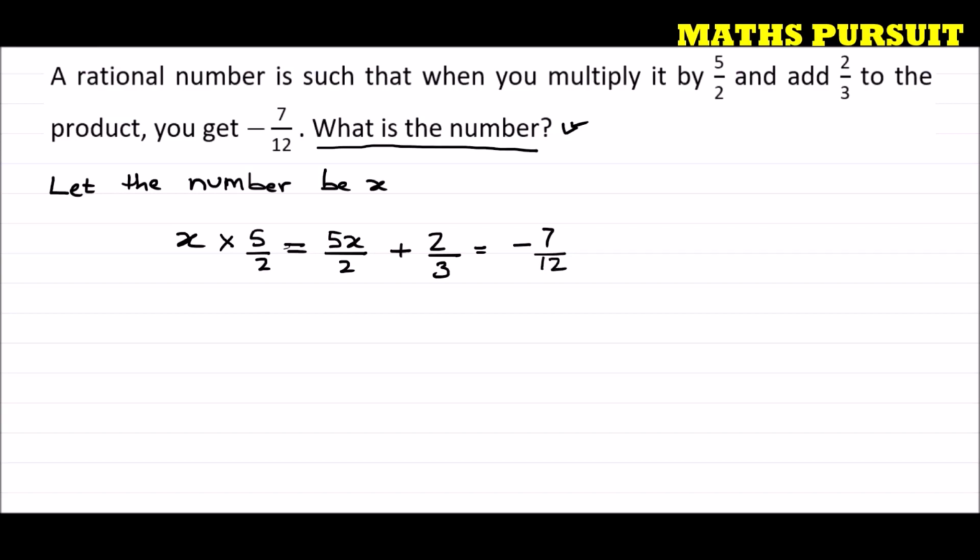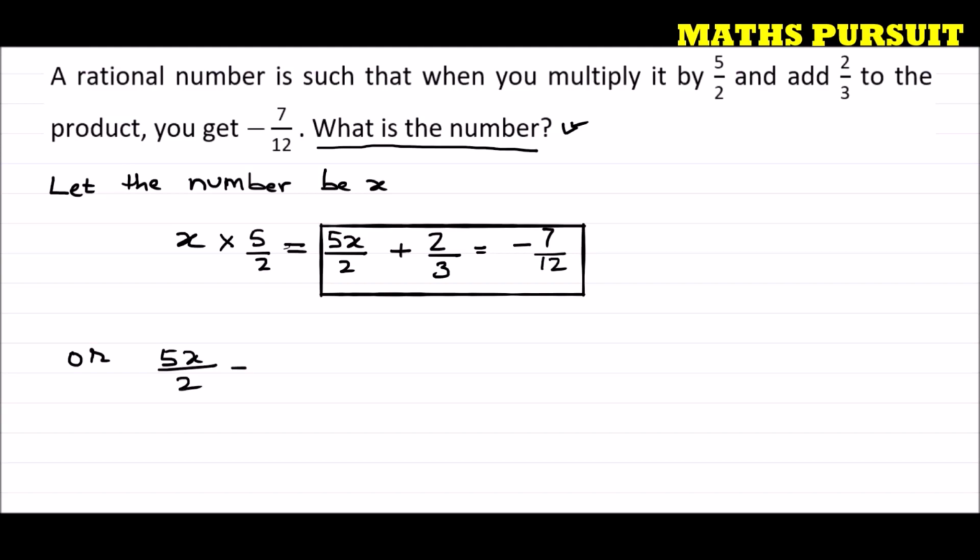Now we get one equation: 5x divided by 2 plus 2 upon 3 is equal to minus 7 by 12. So let us solve this equation so that we can get the value of x. Or I can write 5x divided by 2 is equal to minus 7 by 12 minus 2 by 3.